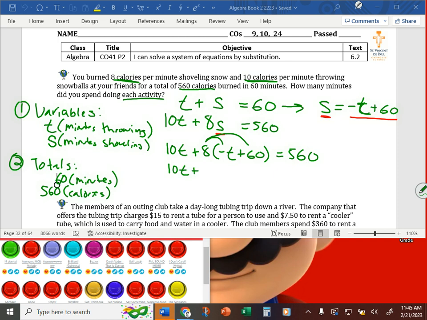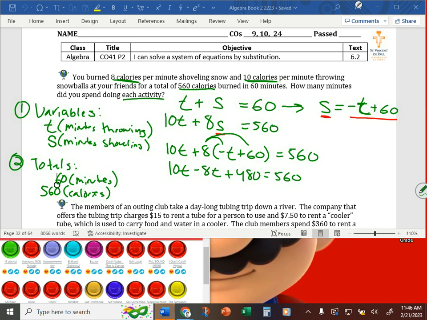10t plus 8 times negative t is a negative 8t. So I'll put minus: 10t minus 8t. 8 times 60 is 480, and that equals 560. After we distribute, we combine like terms.